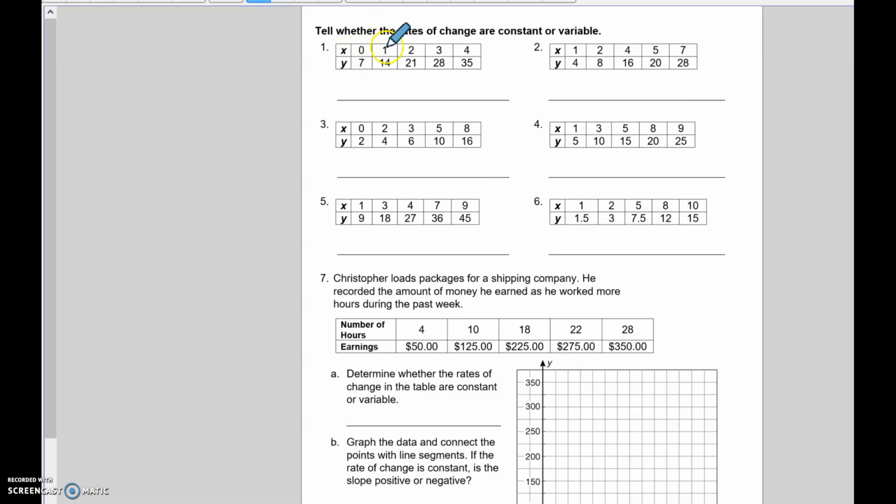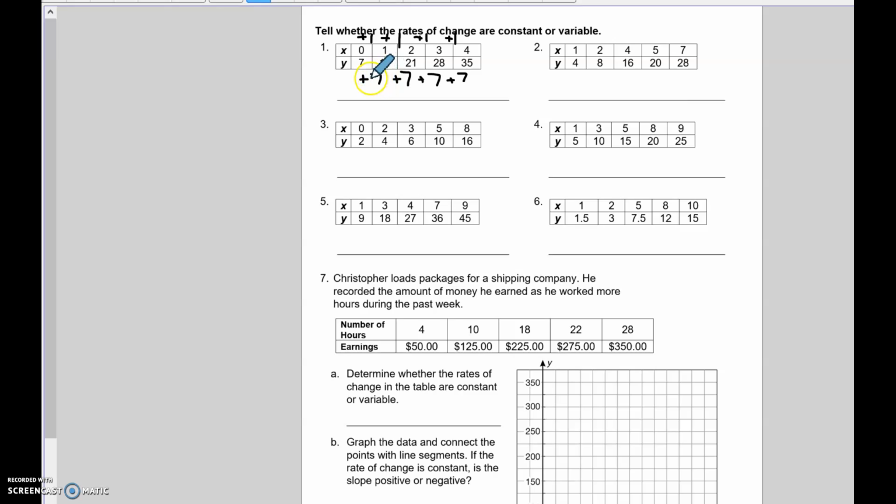This is going up by 1 each time. So I'm going to put plus 1 here. And it's plus 1 for every single one. And then for the y, I'm looking how much is it going up by. This is going up by 7. Up by 7. 7. And 7.